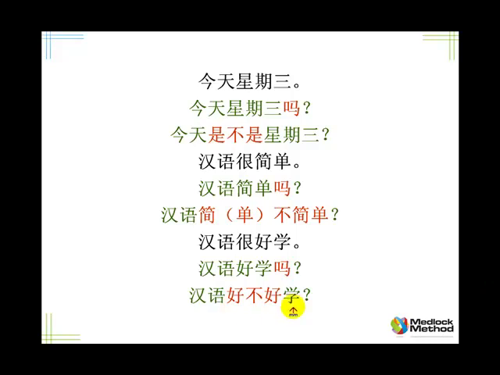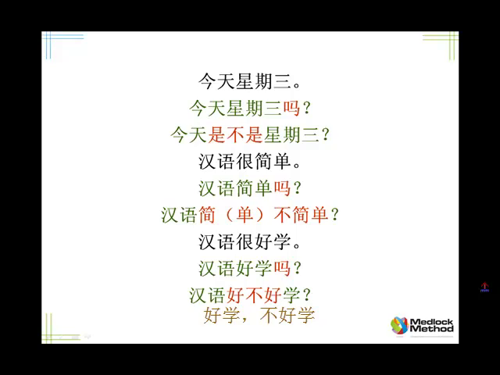Okay. And here, 汉语好不好学? And the answer will be easy, will be 好学. And not easy will be 不好学. And don't say 好. 汉语好不好学? 好. I think you have to say... Because that means good. That's right. So it's confusing. So you say, 好学 or 不好学.